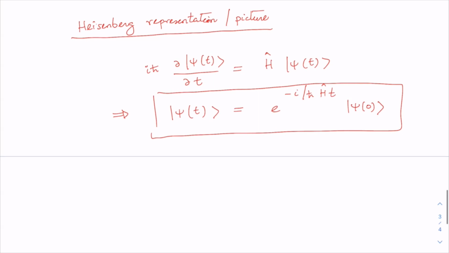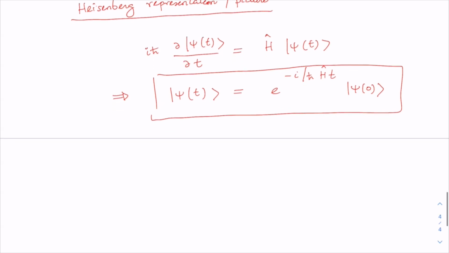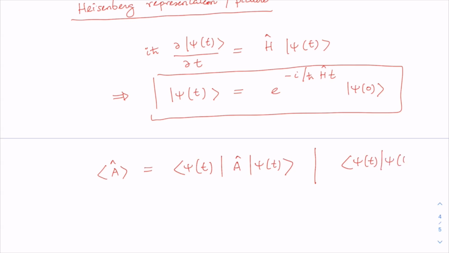In quantum mechanics, the expectation value of an operator with respect to a state vector, which gives us the average value of a physically observable quantity, is found by working out this relation. So the expectation value of the operator A with respect to the state vector psi of t, which let us say is normalized. Psi of t is normalized, that means that the scalar product is equal to 1 here.